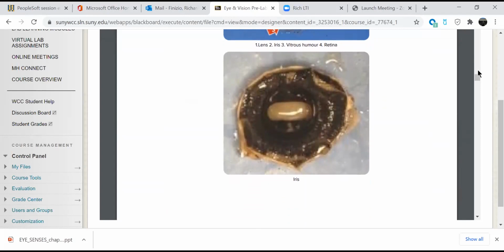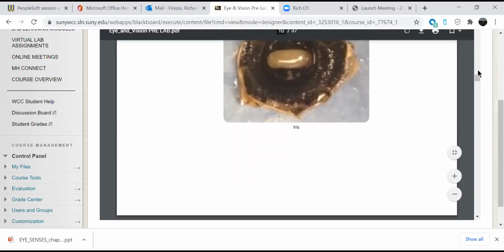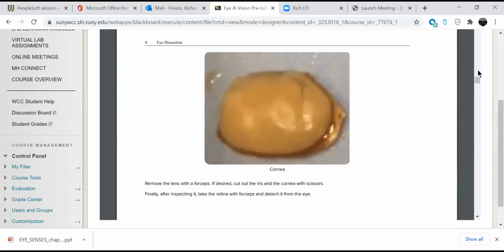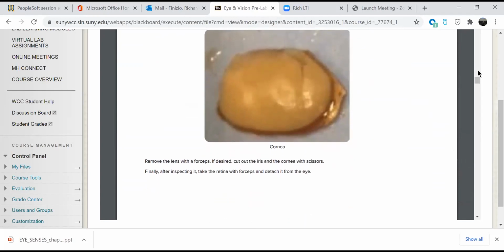Still see the pupil now. There's the lens taken out. Close up of the cornea. Of course, this is a dead structure. This is a dead sheep or dead cow. So the lens, the cornea is going to be kind of lousy. It's not going to look so good. So you've got to remember it's a dead specimen that's been preserved.